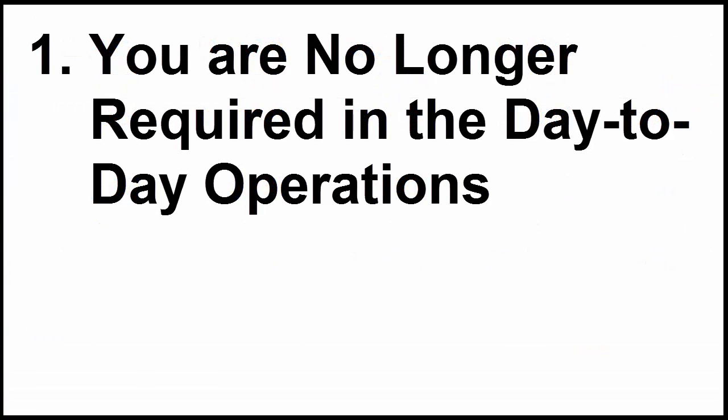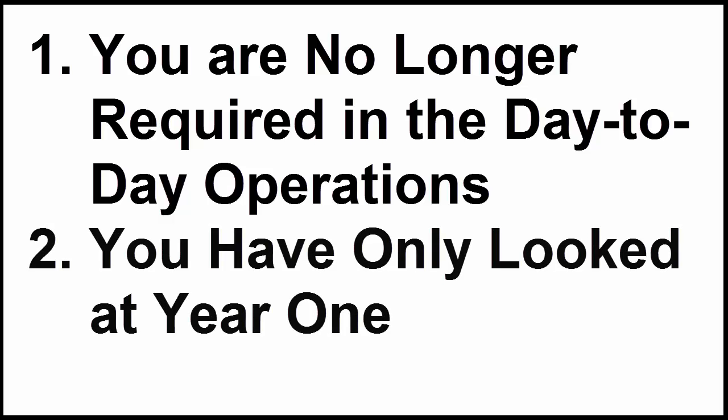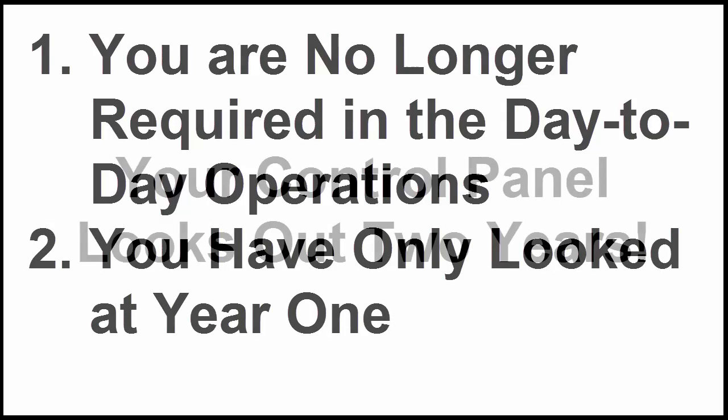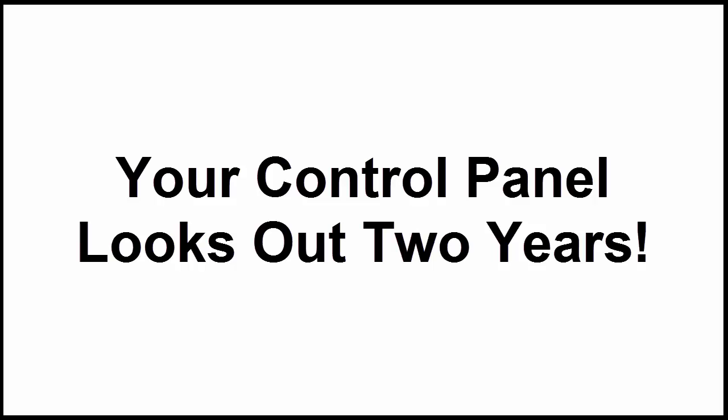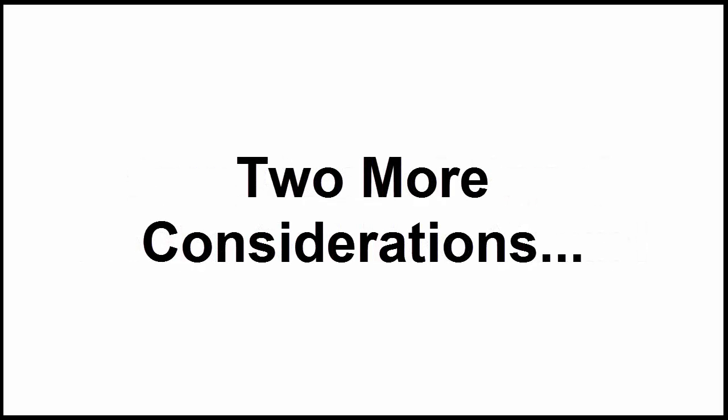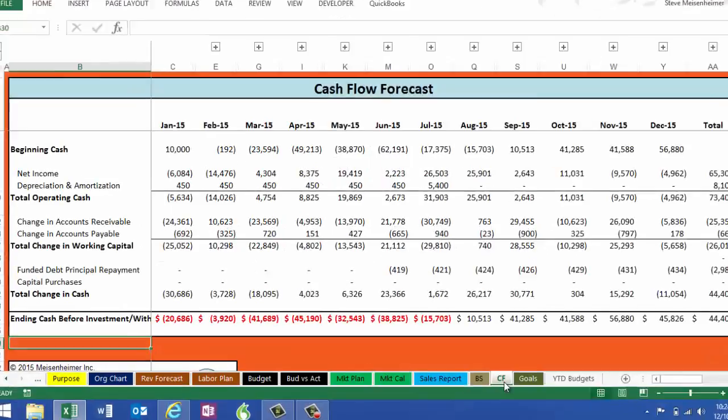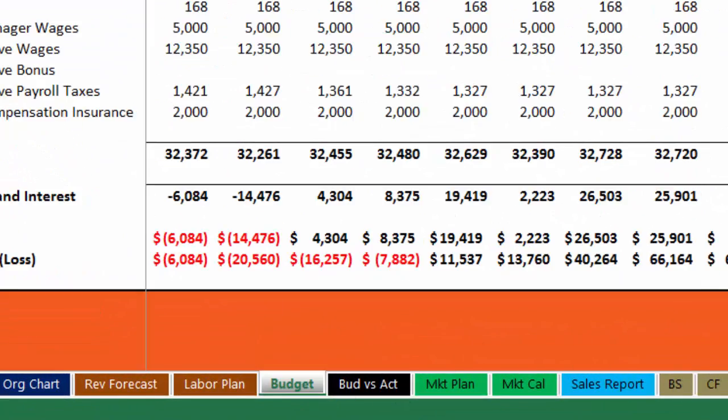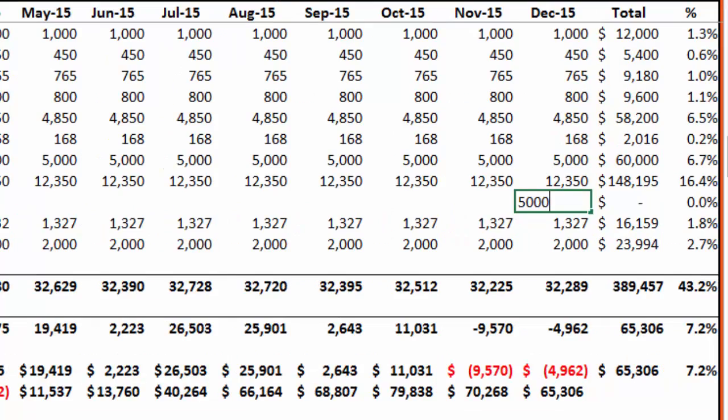You are no longer required in the day-to-day operations. And second, we have only looked at year 1. Your control panel gives you the ability to look out 2 years. But let's say that you have a few other challenges that the general manager might be able to help you with to help earn his $5,000 bonus, since he has not earned it just yet. Let's go back to the Budget tab and plug in his $5,000 bonus in December.